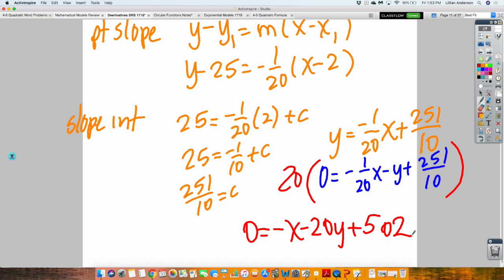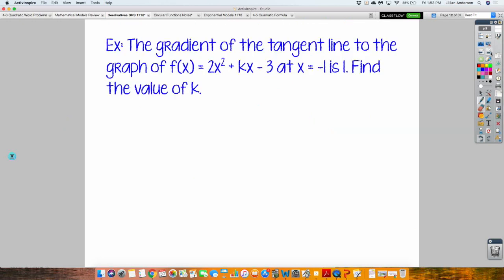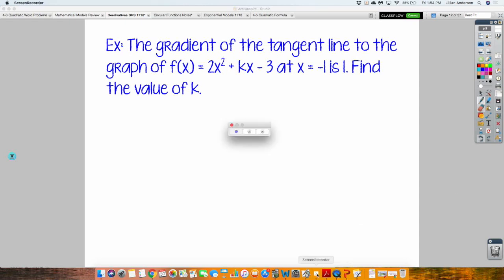Okay. All right. Well, on your desk, I want you to do this example. Let's see how many of you guys remember how to do a problem like this. The gradient of the tangent line to the graph that's given is at -1 is 1. Find the value of k. So on your desk, I want you guys to see if you remember how to do a problem like this.